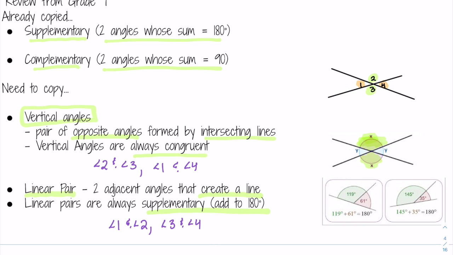I could also look at the other line. So if I were visualizing that, on the left side, I see angle 1 and angle 3 make up a straight line or a straight angle. And on the other side of that, we also have angle 2 and angle 4 that create a linear pair. So those were review angles from grade 7.